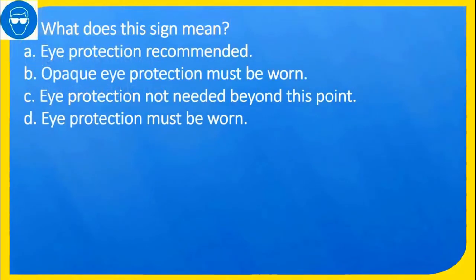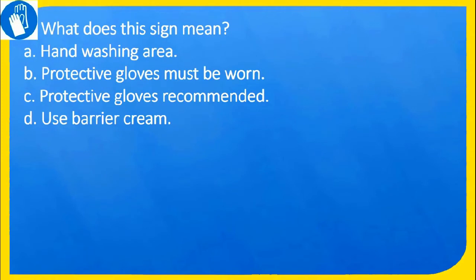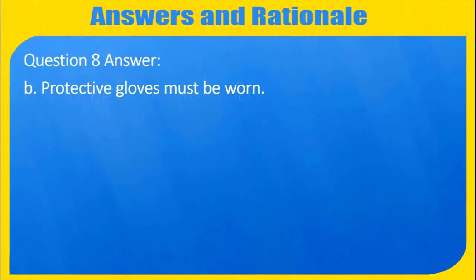Question 7. What does this sign mean? A. Eye protection recommended. B. Opaque eye protection must be worn. C. Eye protection not needed beyond this point. D. Eye protection must be worn. Question 7. Answer. D. Eye protection must be worn. Question 8. What does this sign mean? A. Hand washing area. B. Protective gloves must be worn. C. Protective gloves recommended. D. Use barrier cream. Question 8. Answer. B. Protective gloves must be worn.